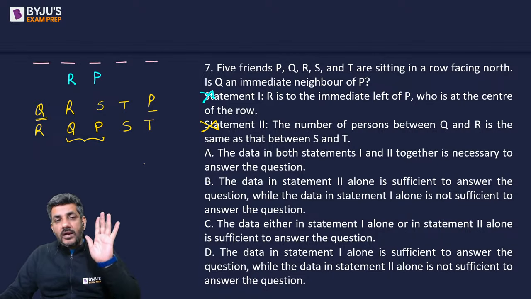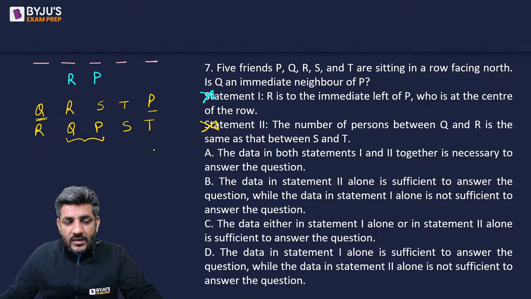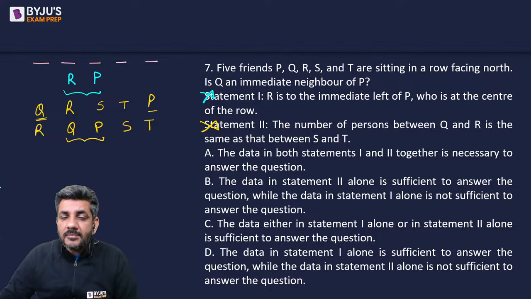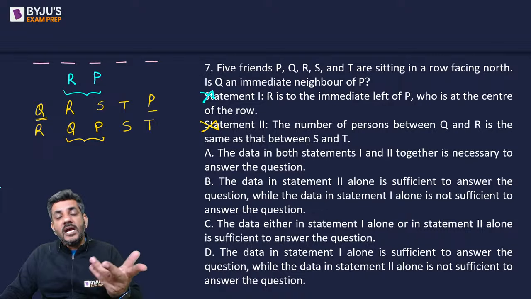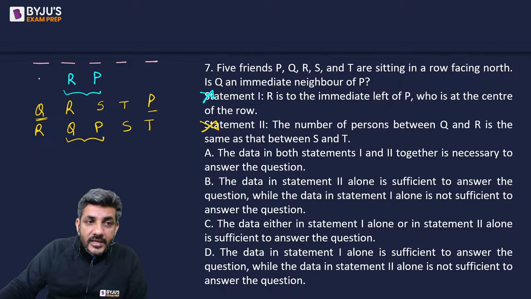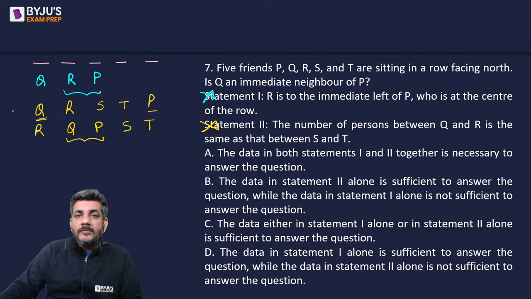अब मुझे combine तो करनी ही पड़ेगी. Without that I cannot answer. Now according to first statement R and P are here. Second statement कहती है Q और R के बीच में जितने लोग हैं S और T के बीच में उतने ही लोग हैं. Where all Q can be. If Q is here, right? Then S and T would be at these two positions. At one place would be S, at other place would be T.